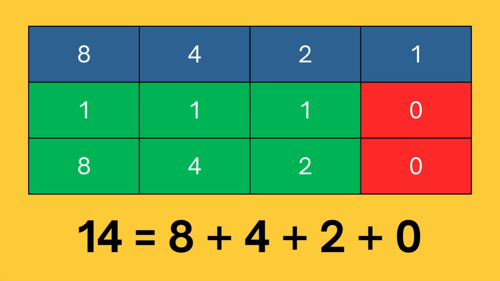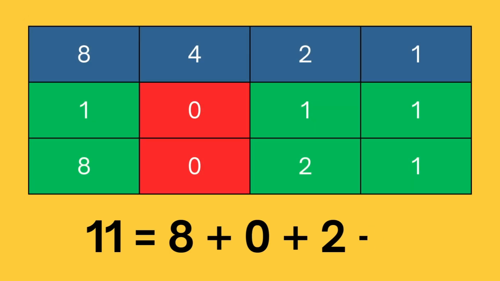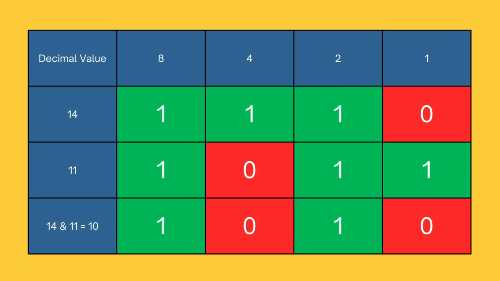14 in binary is 1110 because 8 plus 4 plus 2 is equal to 14, and 11 in binary is 1011 because 8 plus 2 plus 1 is equal to 11. Now, let's go step by step with the bitwise AND operator, which only returns a 1 if both bits in the same position are 1. If either bit is 0, the result is 0.